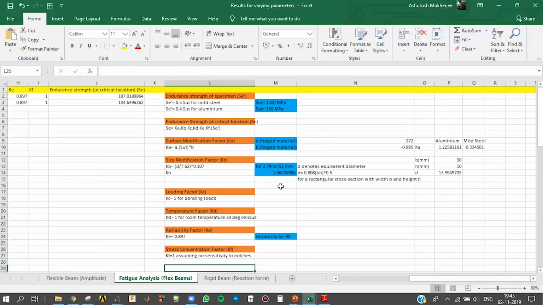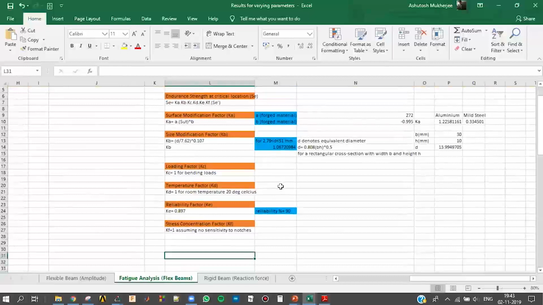The reliability factor basically refers to the reliability of the conversion from specimen endurance strength to the actual object endurance strength, and this is taken as 90% reliability. For that particular 90% value, we have the value of this factor as 0.897. For the stress concentration factor, what does stress concentration factor mean?